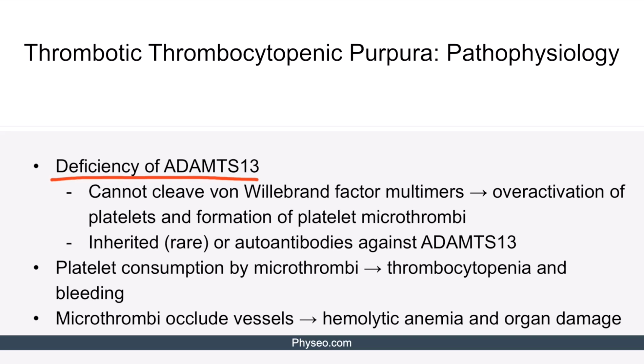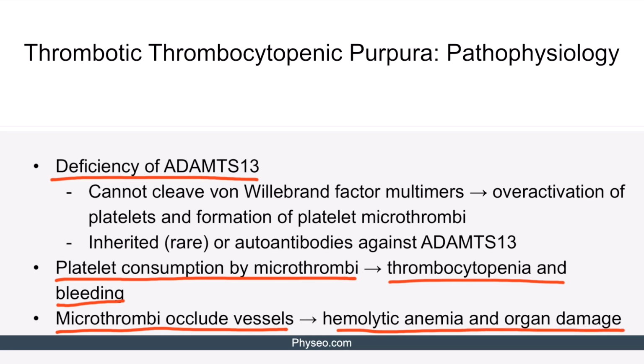In rare cases, thrombotic thrombocytopenic purpura can be inherited. However, it is more commonly due to acquired autoantibodies against ADAMTS13. Platelet microthrombi cause platelet consumption, leading to thrombocytopenia and bleeding. Additionally, these microthrombi can occlude small vessels and lead to shearing of red blood cells, causing a microangiopathic hemolytic anemia. Vasoocclusion by microthrombi can also lead to end organ damage in the kidneys and brain.